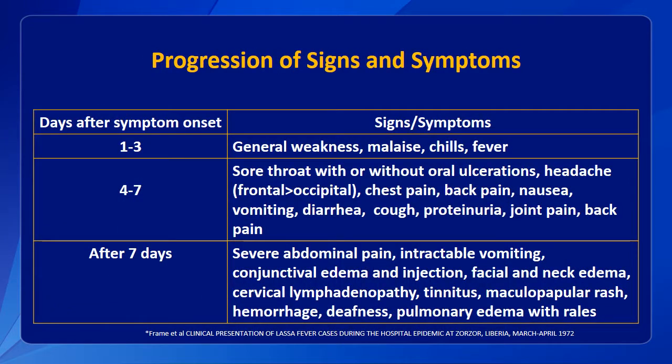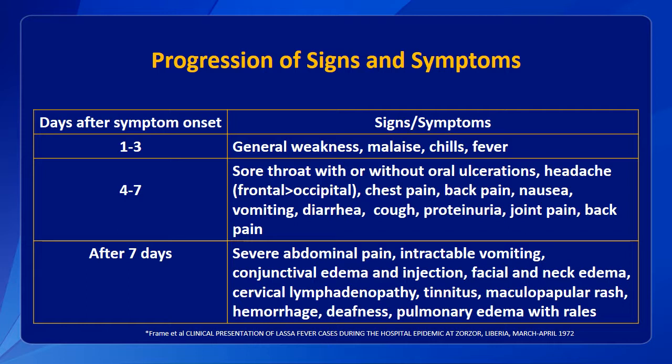This table depicts the general progression of signs and symptoms over the course of infection. During the first few days of the illness, symptoms tend to be mild in nature and include low-grade fever, chills, and malaise. Over the course of the next several days, patients exhibit signs and symptoms of a systemic viral illness, including nausea, vomiting, myalgia, and pain in the chest, epigastrium, and lower back.